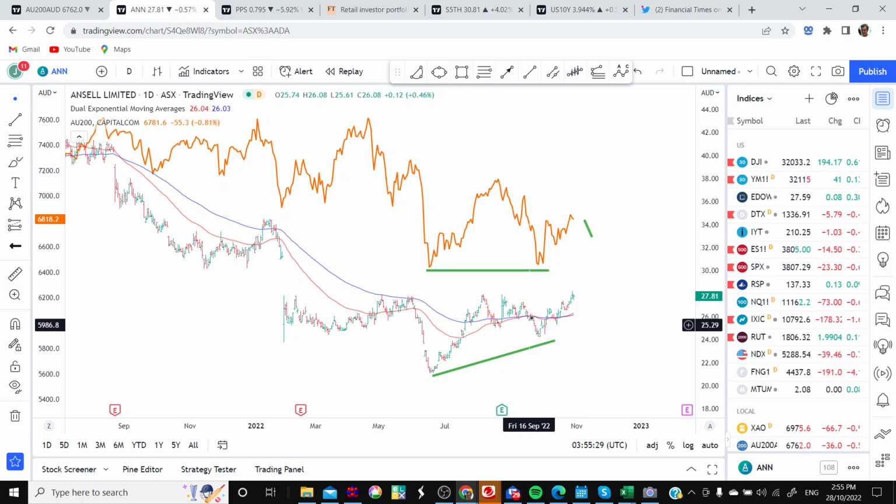So it's interesting to see these characteristics developing in the price chart, and this is an example of where we can use momentum to identify potential opportunities.